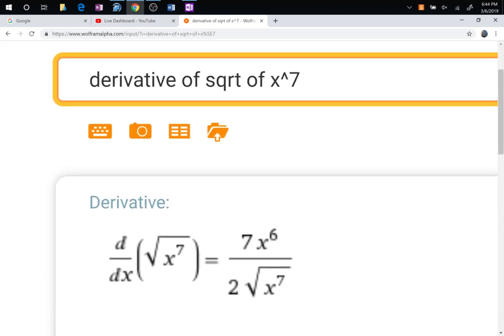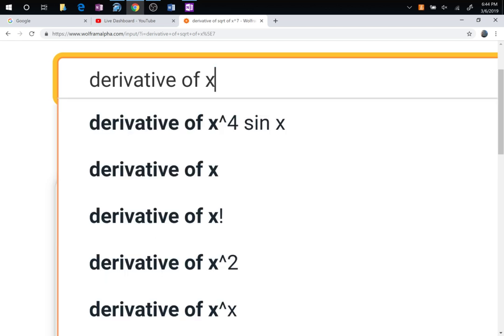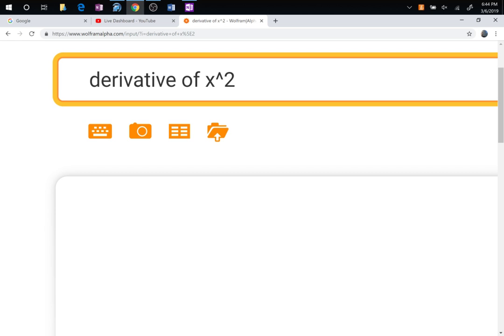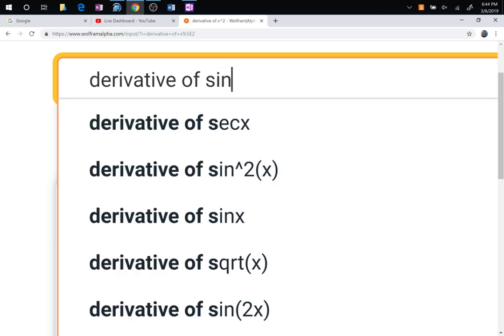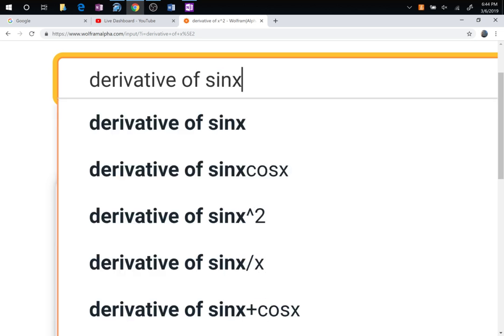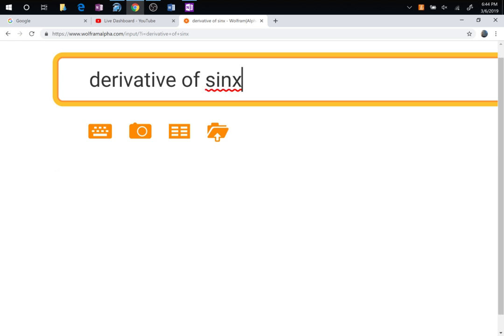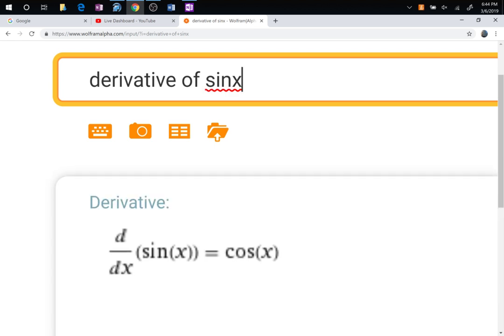So you clearly see what I typed. Derivative of square root of x to the 7. It gave you the expression, and then it gave the derivative of it. If you want to start simple, derivative of x squared, it will give you 2x. We haven't covered yet the derivative of sine x. It will give you cosine x back. So talk to it.